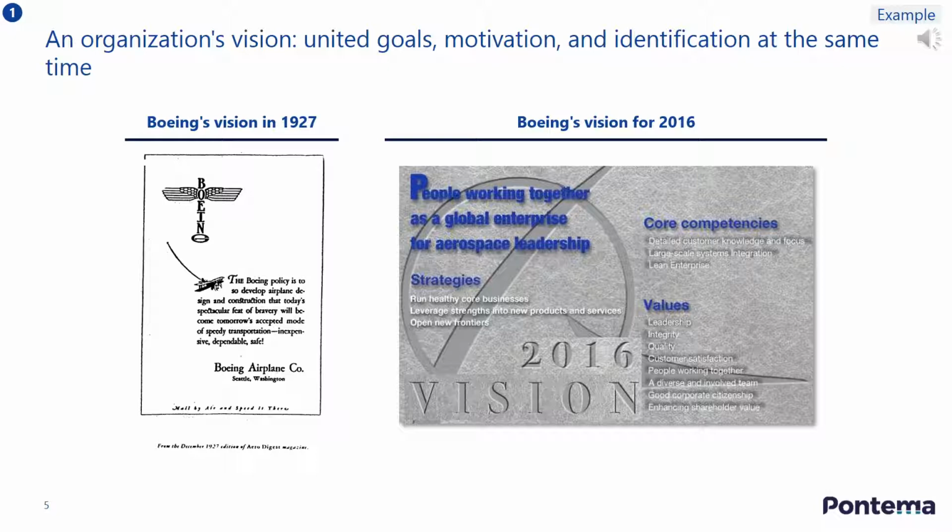Secondly, leverage core strengths. This strategy refers to moving the company's expertise, products, and services into adjacent markets, or profitably taking new technologies and applying them to markets and customers that Boeing knows extremely well. And thirdly, open new frontiers. This strategy refers to investing in long-term growth by turning ideas and expertise into business. Boeing's 2016 vision also includes a core set of values focusing on elements such as leadership, integrity, and quality.